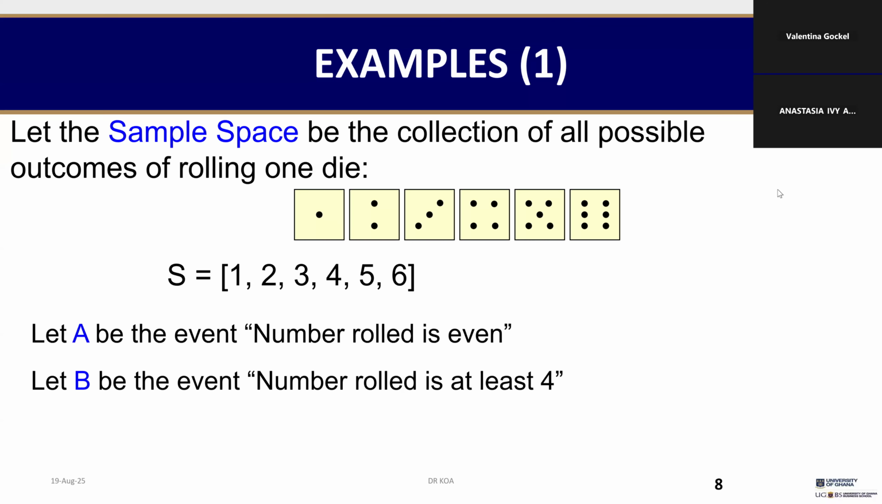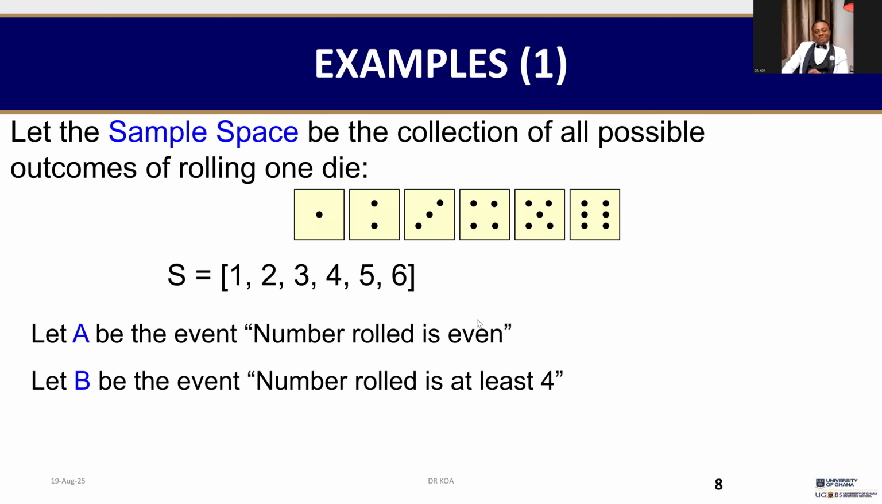2 or 6. Valentina. Yes, Anastasia, say it again. 4 and 2 or 6. Sorry? 2, 4, 6. Very good. 2, 4, 6. So these are the even numbers that you get. So they represent event A.